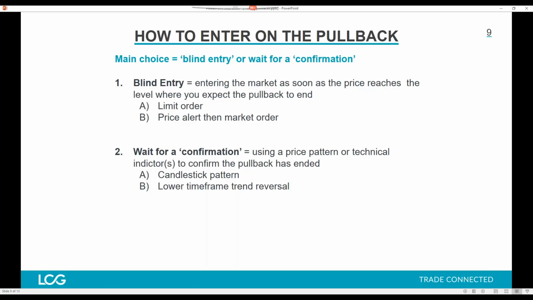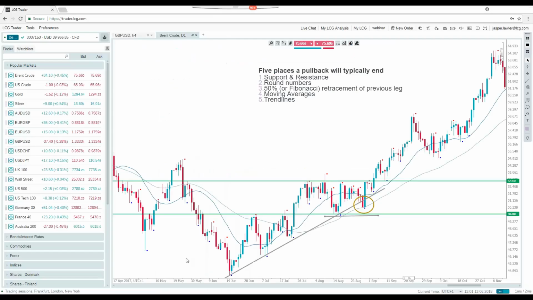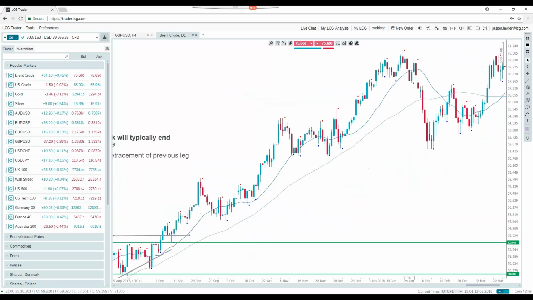That's the idea. So two obvious examples would be candlestick patterns or just lower time frame trend reversals. Now I'll just jump back to the trading platform to show you these ideas. So if we can pull back, again, guys, I appreciate that it didn't take me a lot of planning, this is just the most recent market action we've had.